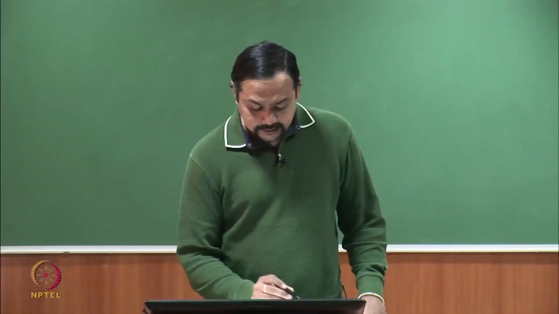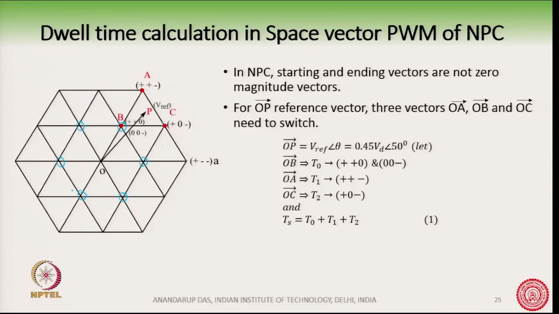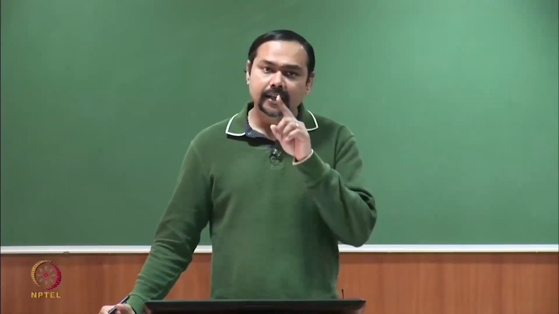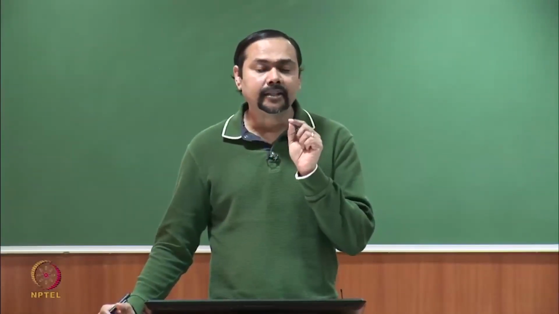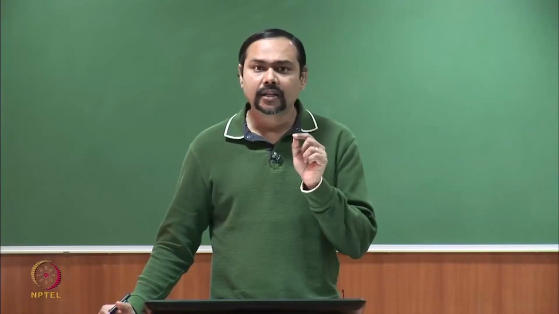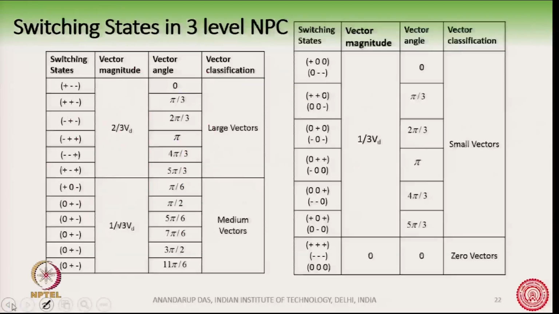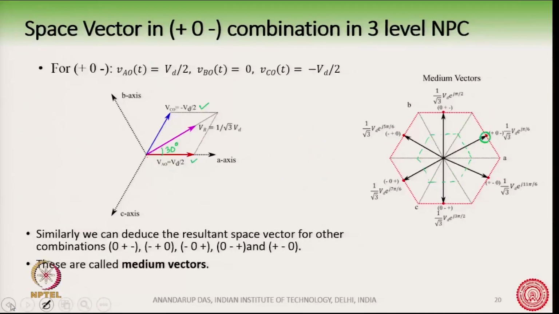Now, note that these starting and ending vectors, if you remember the 2 level space vector diagram, the starting and ending vectors were both of magnitude 0 vector. We had started from, if you remember the 2 level space vector diagram, let me go back to that slide.